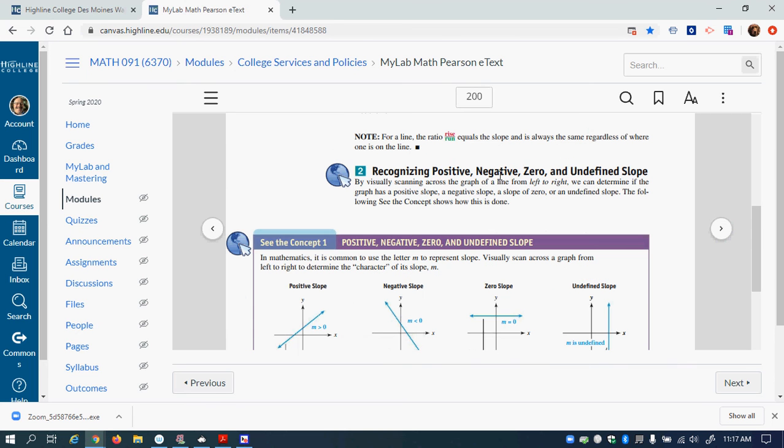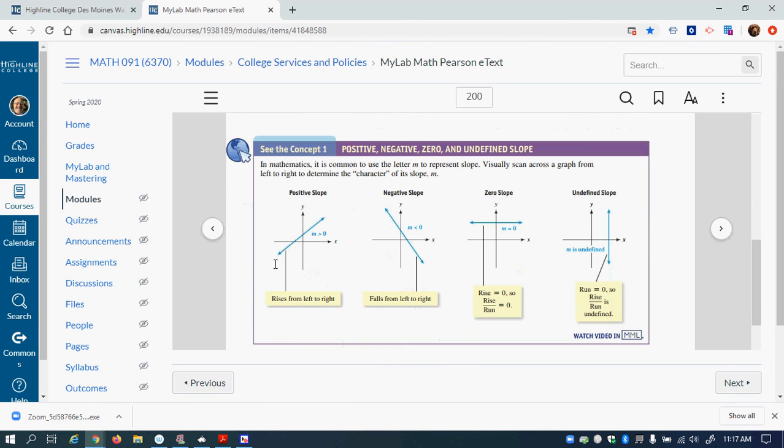Okay, so recognizing positive, negative, zero, and undefined slope. These are the four cases of a linear line. So if you're looking at the first graph, we call this a positive slope because reading it from left to right, it's going up. So that means that your slope, which we call m, will be greater than 0, or positive, basically. Same thing, negative slope. As we start from the left and go to the right, we can see that we're going down. And so this is a negative slope where m is less than 0.